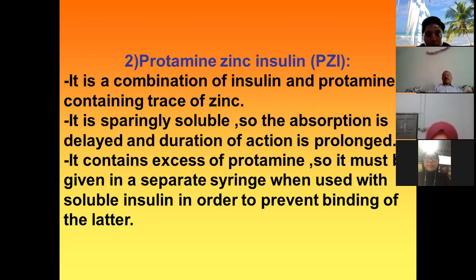This is protamine zinc insulin, PZI. Why is it known as protamine zinc insulin? It is a combination of insulin and the protamine containing traces of zinc. This insulin preparation is hardly soluble, not easily soluble. So its absorption is delayed. Why delay? What's the benefit of delayed absorption? The benefit is that the duration will be prolonged.